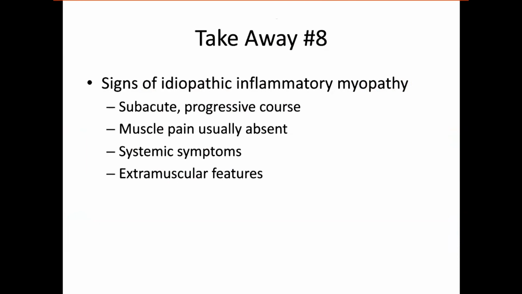All right, so our last takeaway. If you're thinking about an idiopathic inflammatory myopathy, so either dermatomyositis or polymyositis, look for a subacute course that usually progresses, so people get worse over the weeks that they have this. It's uncommon that they have actual muscle pain with this. There are very frequent systemic symptoms, and again, look for these extramuscular features, so not just cutaneous, but also articular and pulmonary, are other things you would think about.